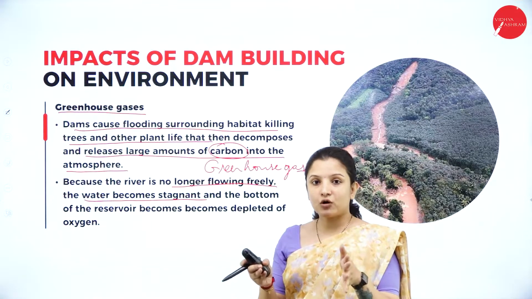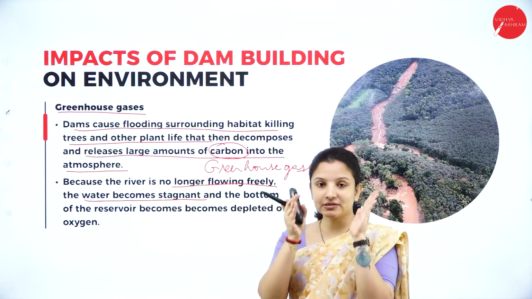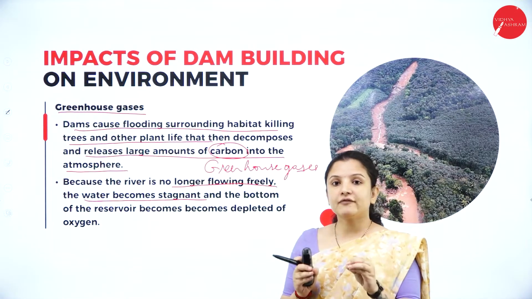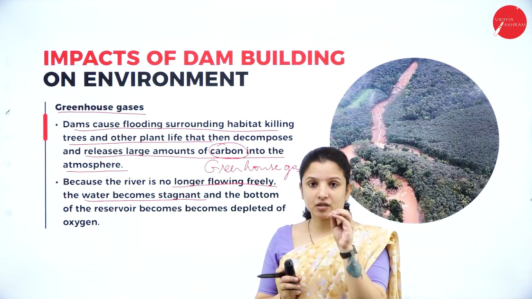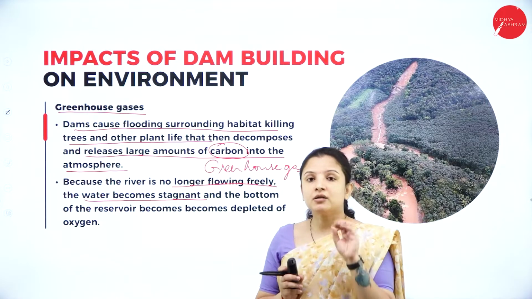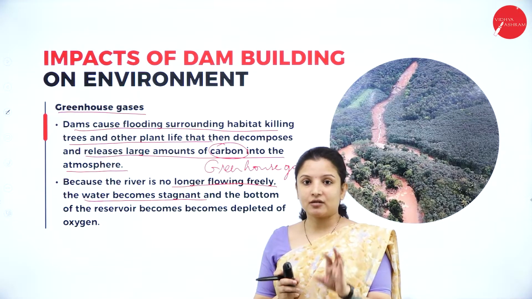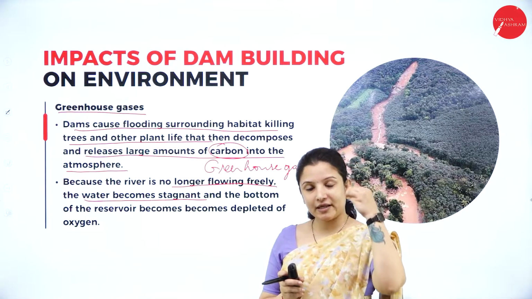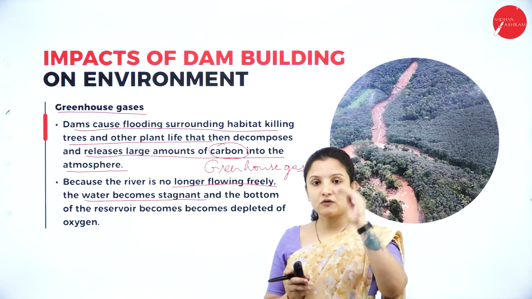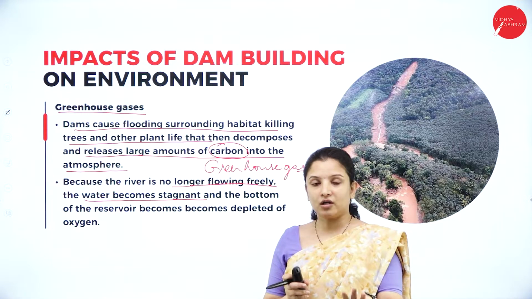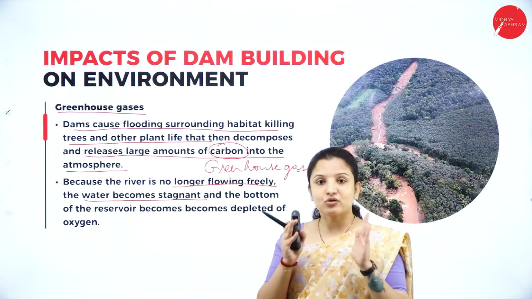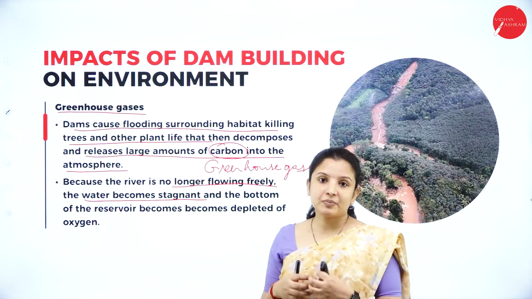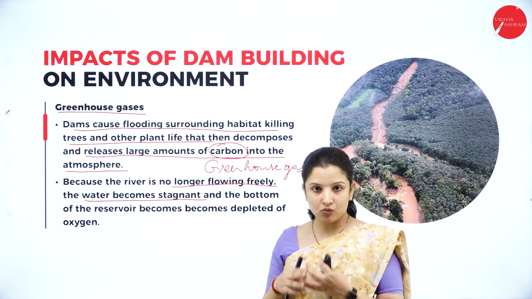But dams will bring a stop to the free flowing nature of the river. So wherever the dams are created, it causes stagnancy. The water will become stagnant, that is, it will lose its free flowing capacity. So what happens? Whatever plant or animal debris decomposes in the water will start to collect in the water itself, and therefore it will start to deplete the oxygen content in the water.